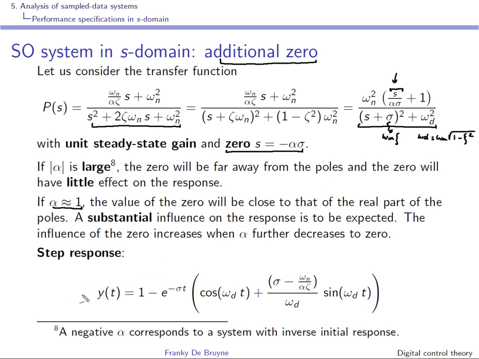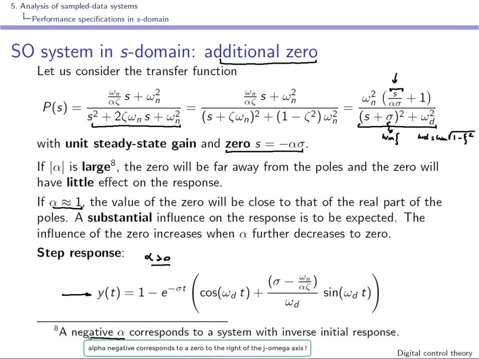So what we'll do in the next 2 slides is use the expression of the step response to look at the influence of alpha. We'll consider 2 cases: alpha positive, and then alpha negative. And we will see that this corresponds to a system with an inverse response. We have seen this before, or you have seen this before in other courses.